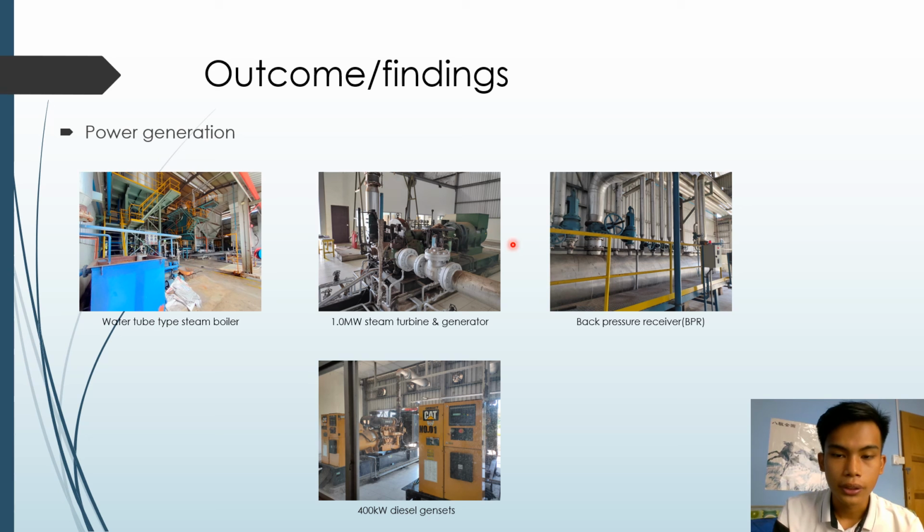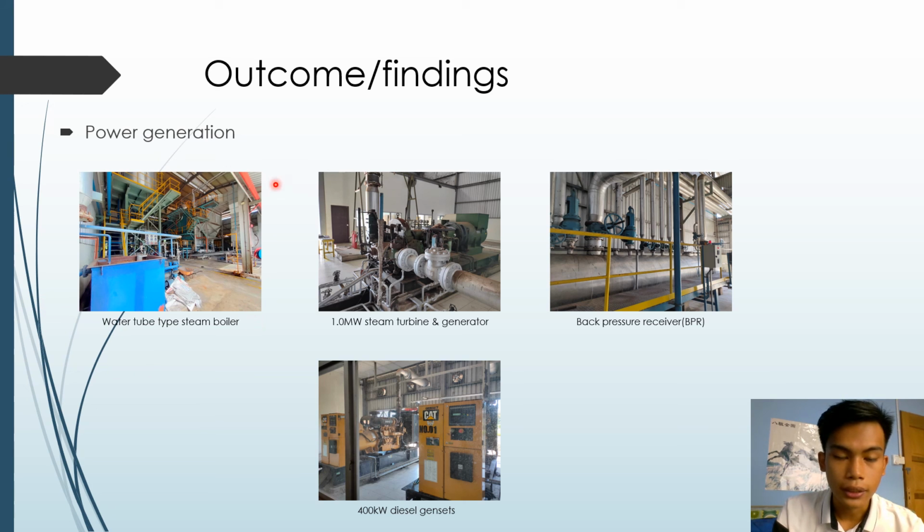This list of figures shows the power generation system at the palm oil mill. This palm oil mill uses a water tube type steam boiler with a capacity of 22 ton per hour of steam. The steam produced is at saturated temperature. This boiler uses palm oil fiber as its main boiler fuel.